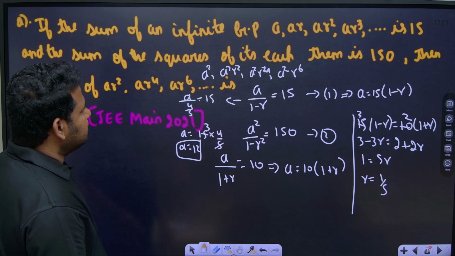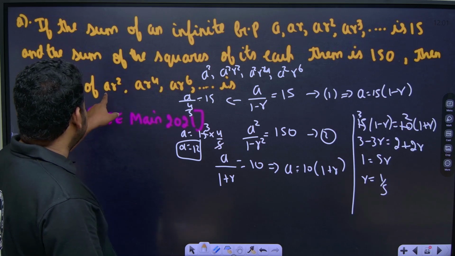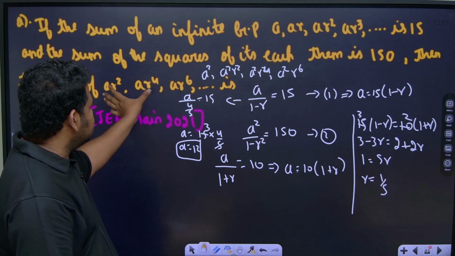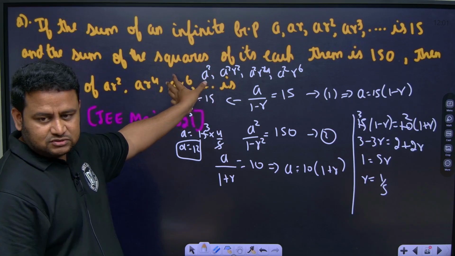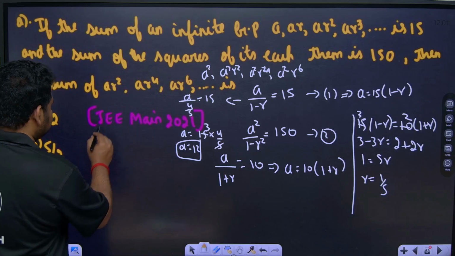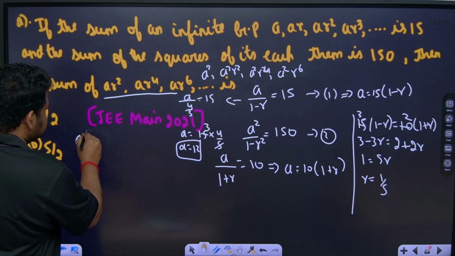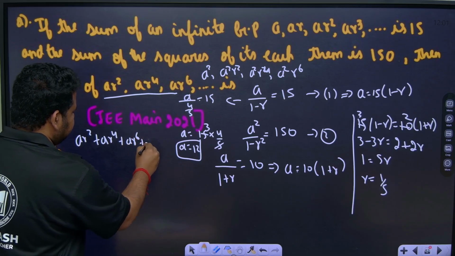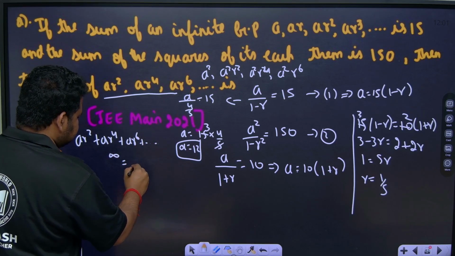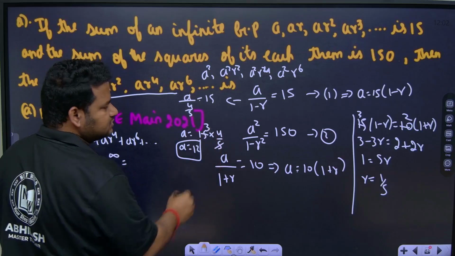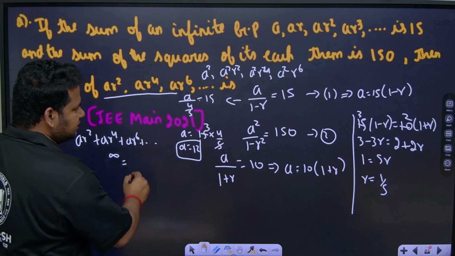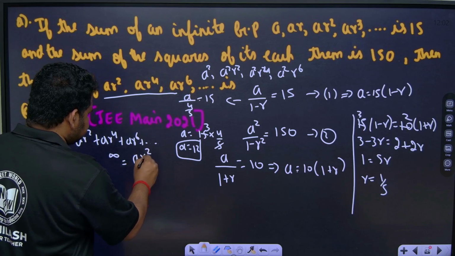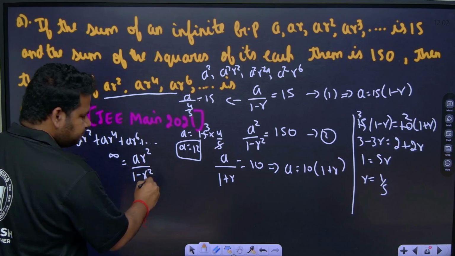Now another thing they are telling is the sum of ar square, ar to the power of 4, ar to the power of 6. They are asking for this sum up to infinite terms. So the sum of ar square plus ar to the power of 4 plus ar to the power of 6 up to infinity is equal to, we have A by (1 minus r), correct? No. This I should write as ar square by (1 minus r square).